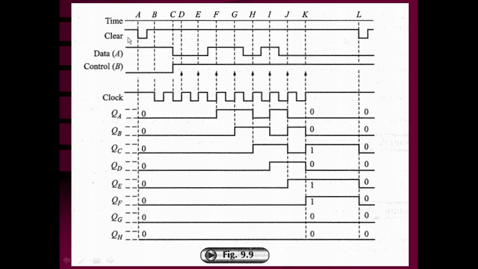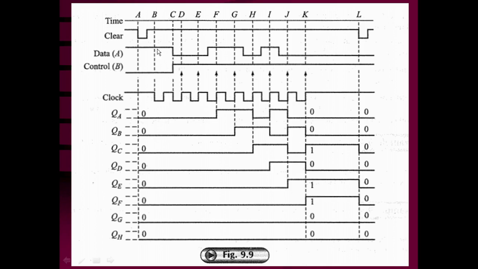But as soon as the clear signal is activated low, all the flip-flops are going to be reset. That means QA becomes 0, QB becomes 0, QC becomes 0, and QH becomes 0. All the flip-flops are reset. At the instant of time B, the clock cycle starts. But because the control line is low, only 0 can be entered into the shift register. So on the first clock positive transition, nothing is going to happen.